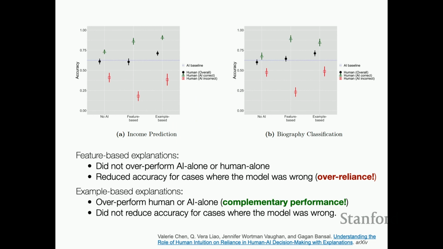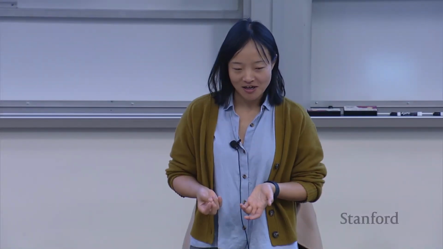So what we find is, again, feature-based explanation, very consistent with the other work we talked about, led to over-reliance. So when the model is wrong, it actually decreased people's performance accuracy. And overall, we did not see human-AI joint decision outperform AI alone or human alone. But when we look at example-based explanation, right, we find that they did not have this over-reliance problem. They increase people's performance when the model is right. And overall, we observe this complementary performance, that this joint outcome outperforms human or AI alone. You will be surprised, it's actually pretty rare in this kind of study to observe this complementary performance.